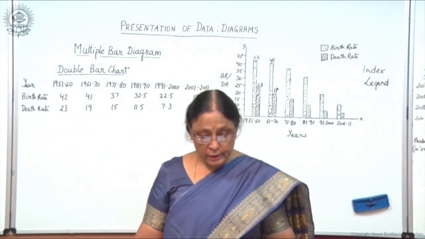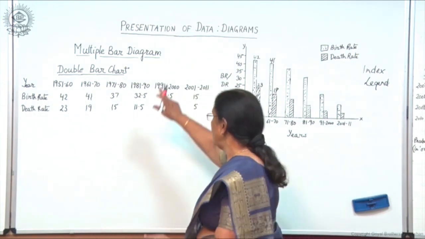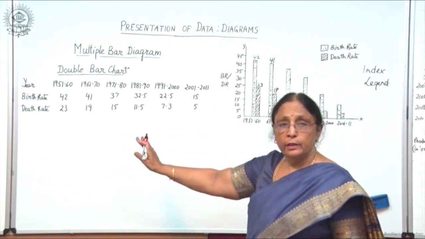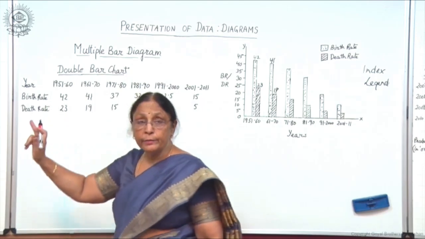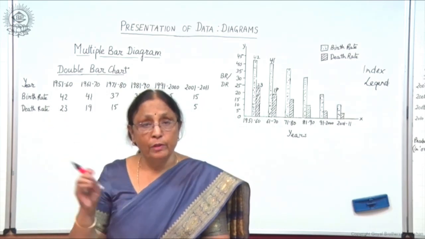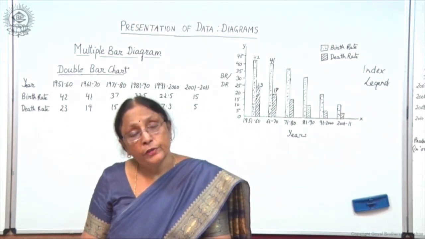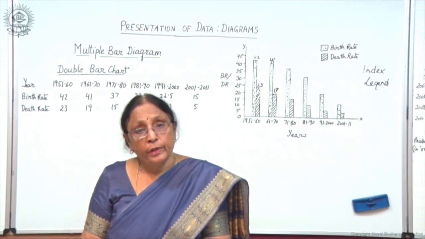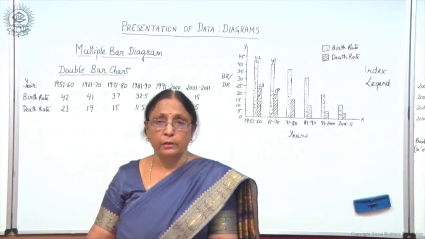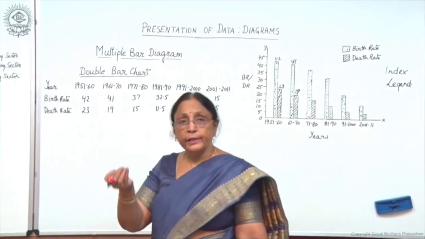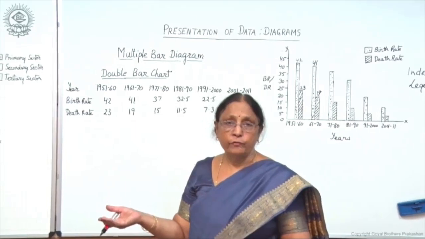So this is what I told you about the double bar chart, right. Now after this, as I told you, this is a multiple bar diagram. So as I told you, this is the double bar chart. Similarly, we have the triple bar chart. And remember, I told you that it should not be more than 3 bars. Stick to a maximum of 3 bars together. And if you have to show another data, then you can make another diagram for that.